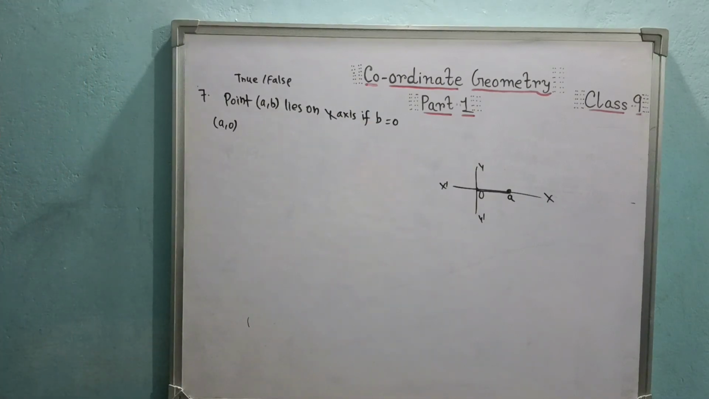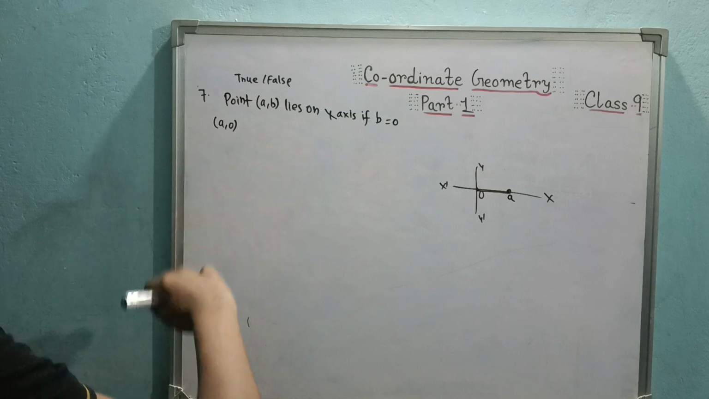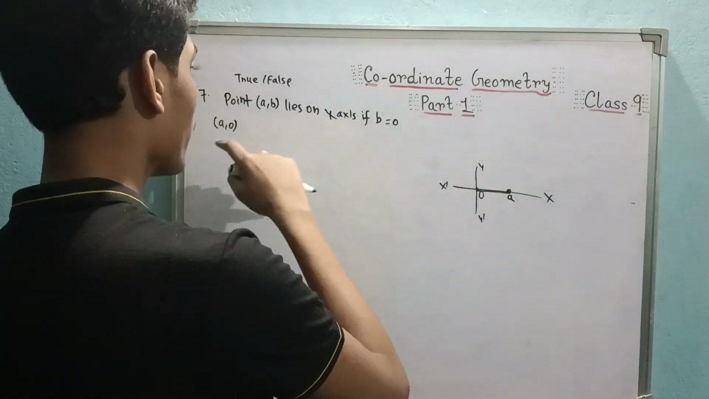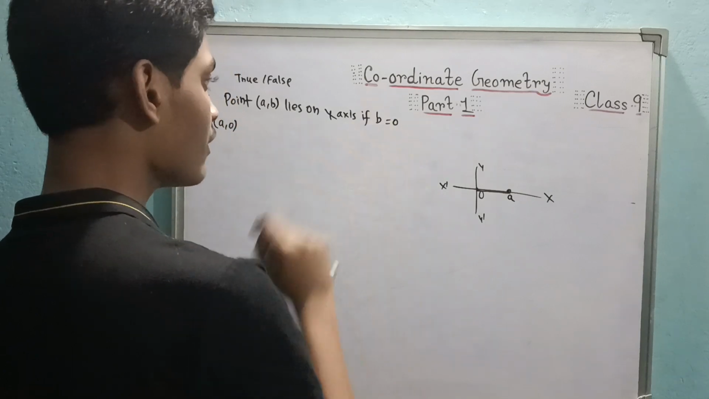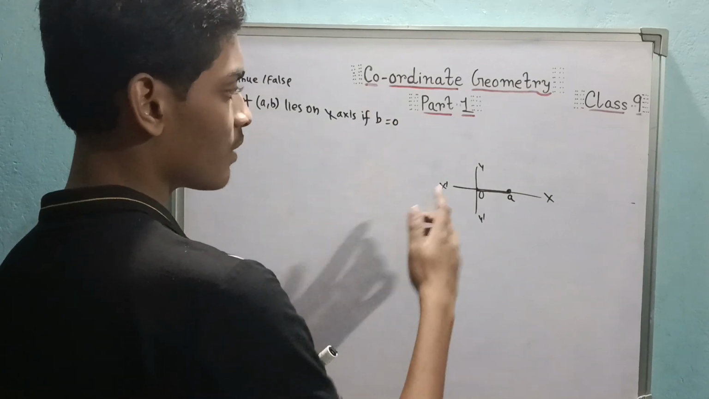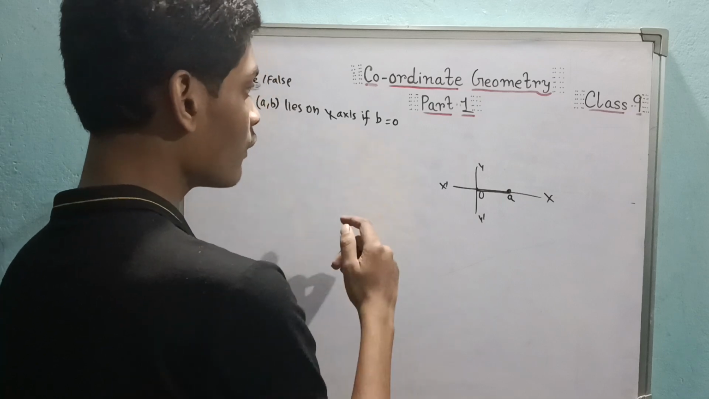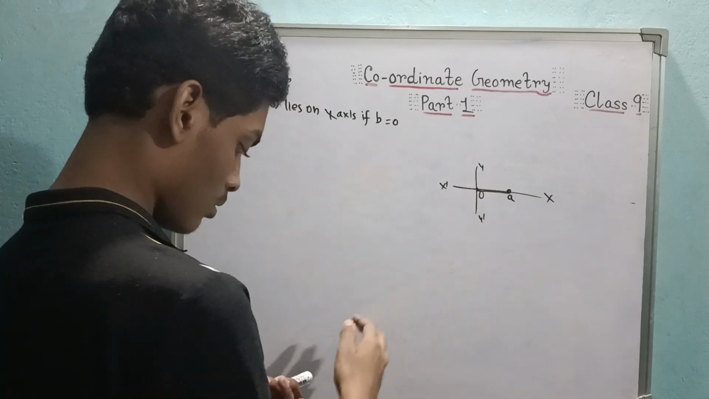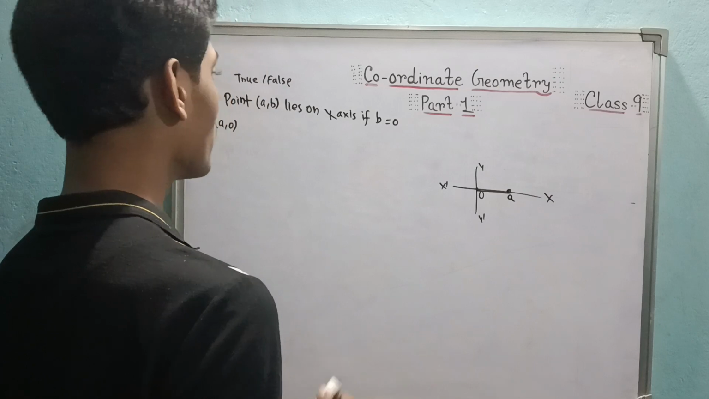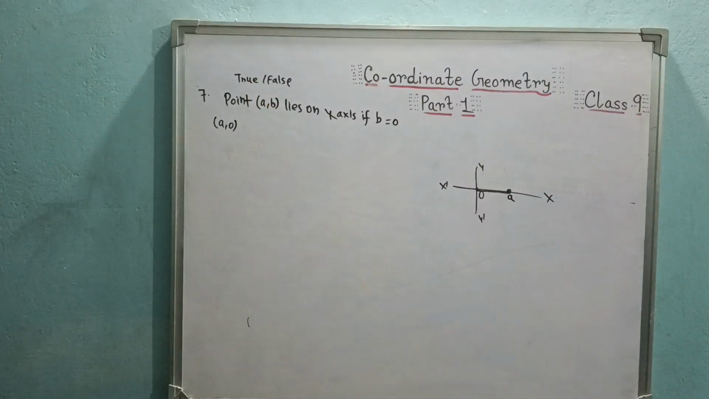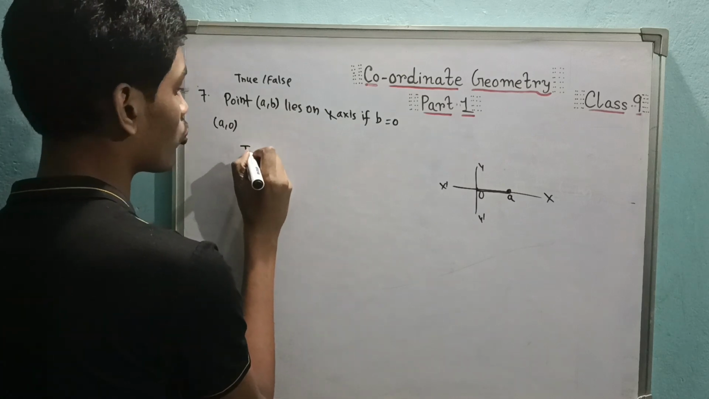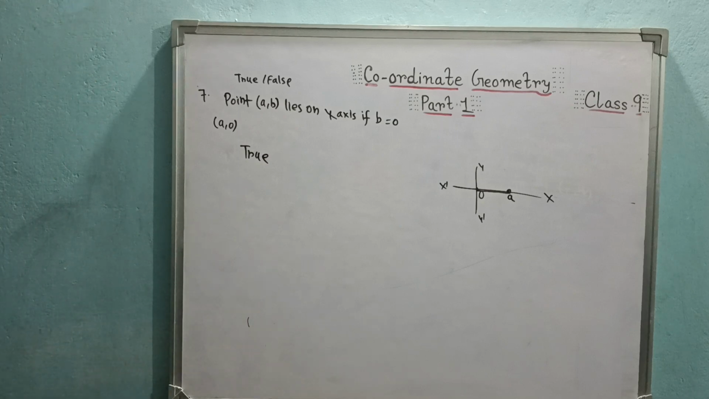If b, the ordinate, is 0, then a is the only magnitude on the x-axis. Y will be 0 because the ordinate is 0 here. See, b is the ordinate, and we know ordinates lie on the y-axis. But your ordinate equal to 0, so ordinate will not be there. Only the abscissa will be there because a is a value. So ordinate 0, abscissa is present. Obviously, the point lies on the x-axis. That is, this statement is true. Come on, easy. They are trying to confuse you, nothing else.